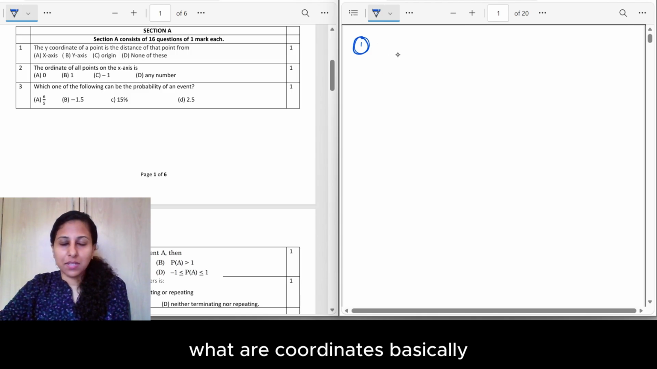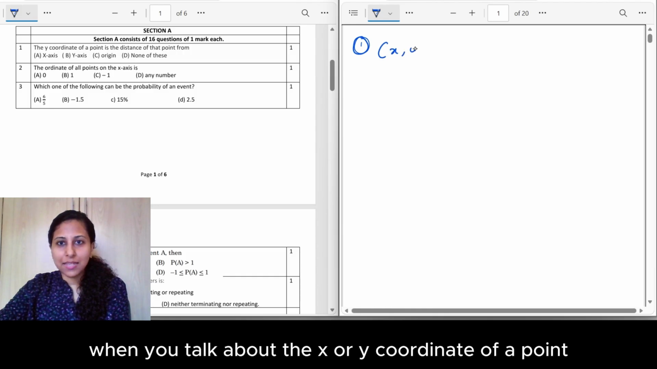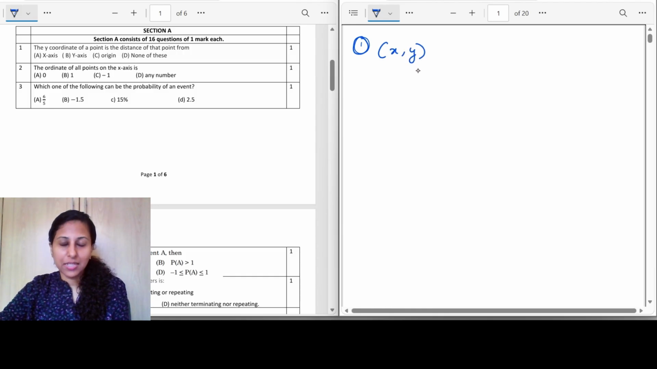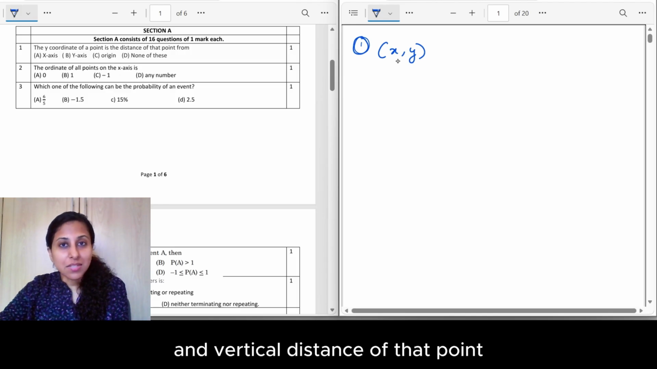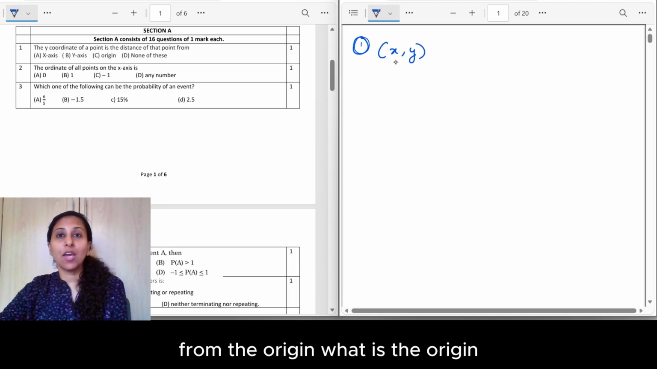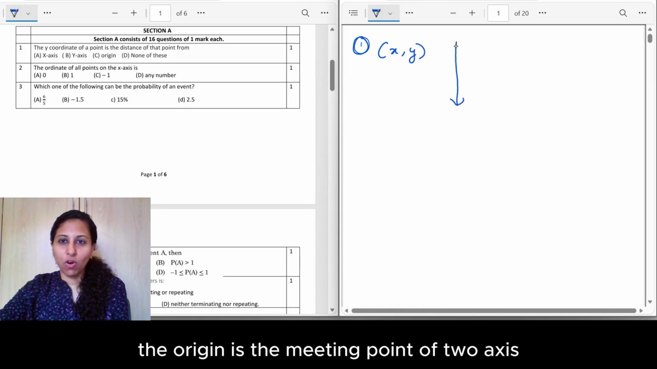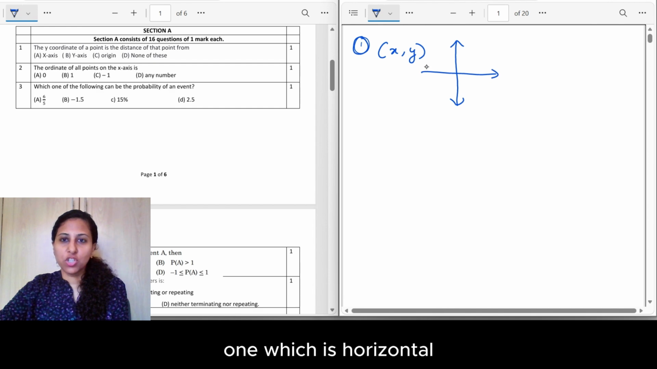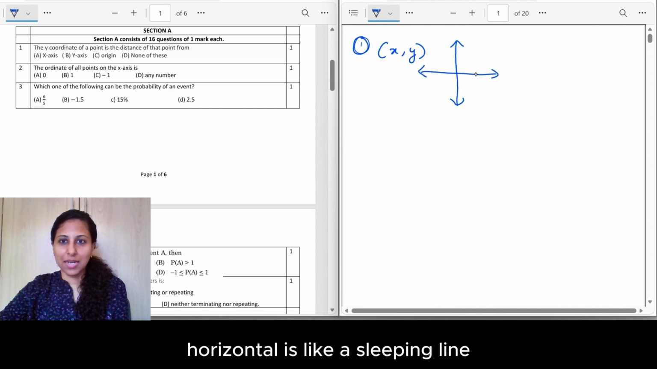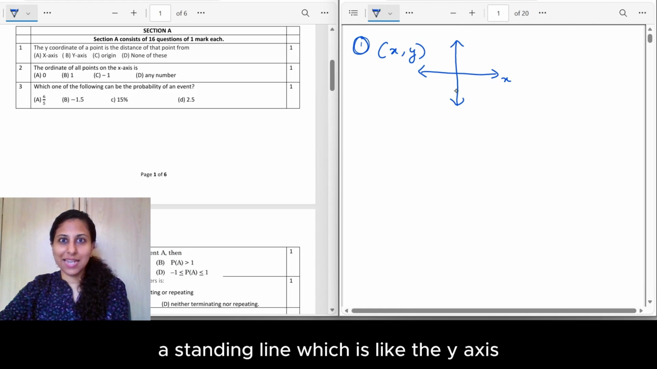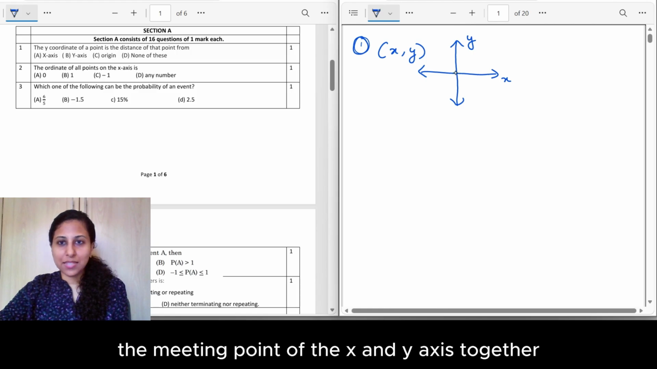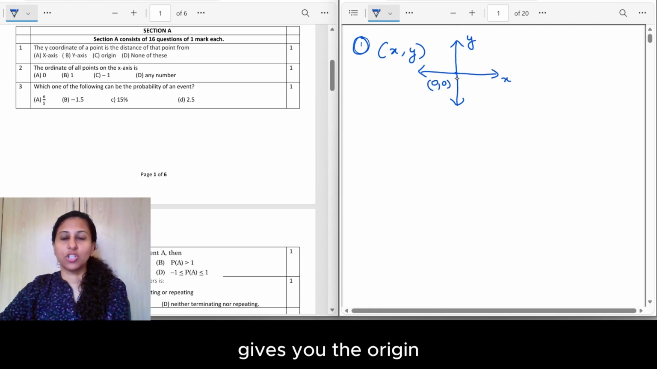What are coordinates basically? When you talk about the x or y coordinate of a point, it tells you what is the horizontal and vertical distance of that point from the origin. What is the origin? The origin is the meeting point of 2 axes, one which is horizontal. Horizontal is like a sleeping line, and that's the x-axis. And this is the vertical line, a standing line, which is like the y-axis. The meeting point of the x and y axis together gives you the origin.